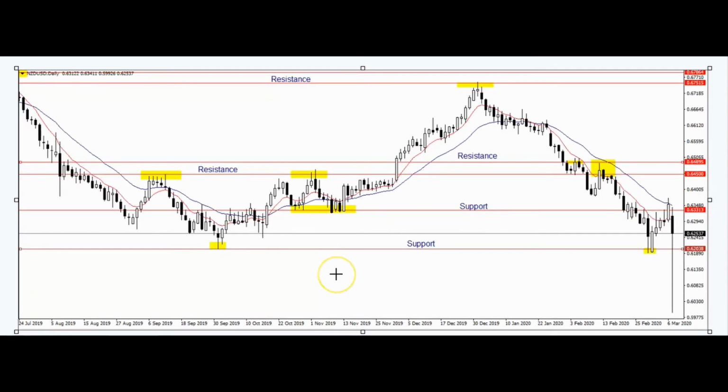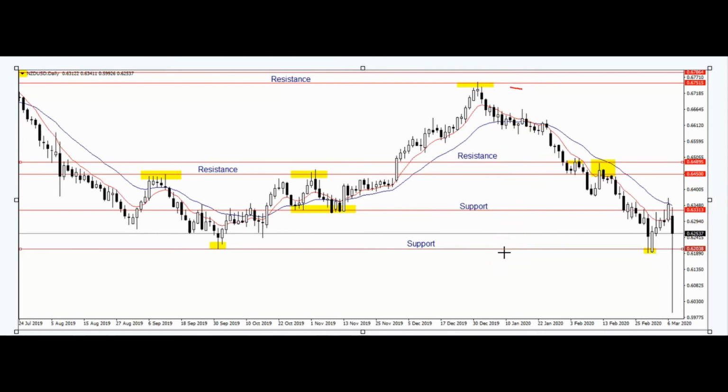Cheers. Here we have the New Zealand US dollar. The overall bias in this pair is very bearish. It remains bearish as long as price stays contained below long-term resistance here at 0.67515 or thereabouts.